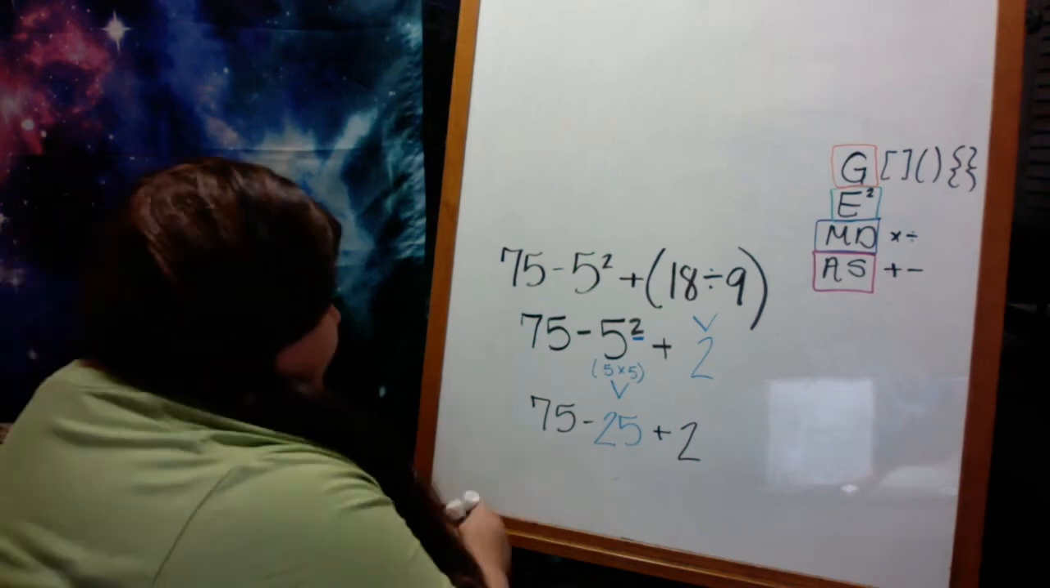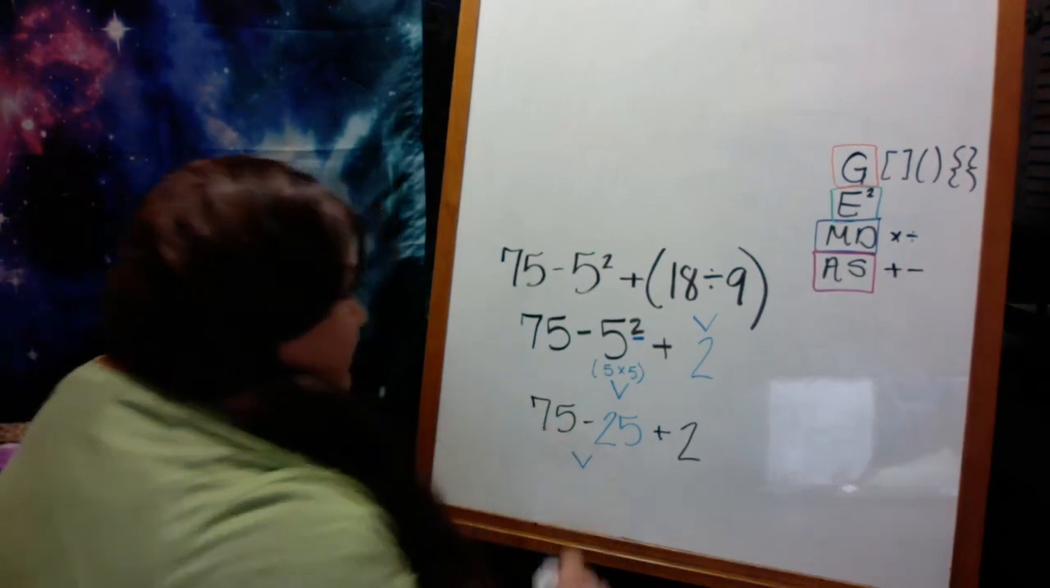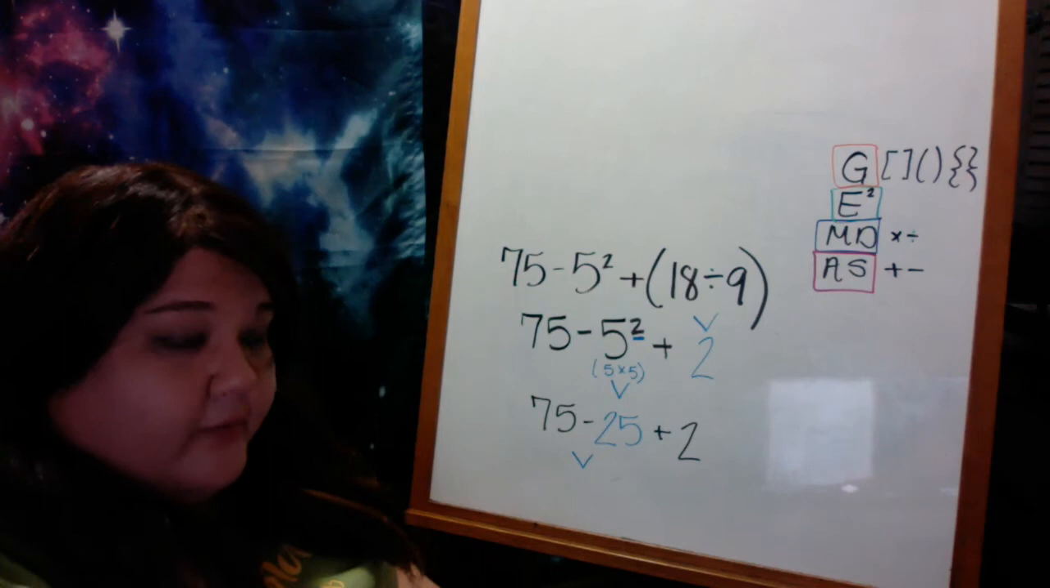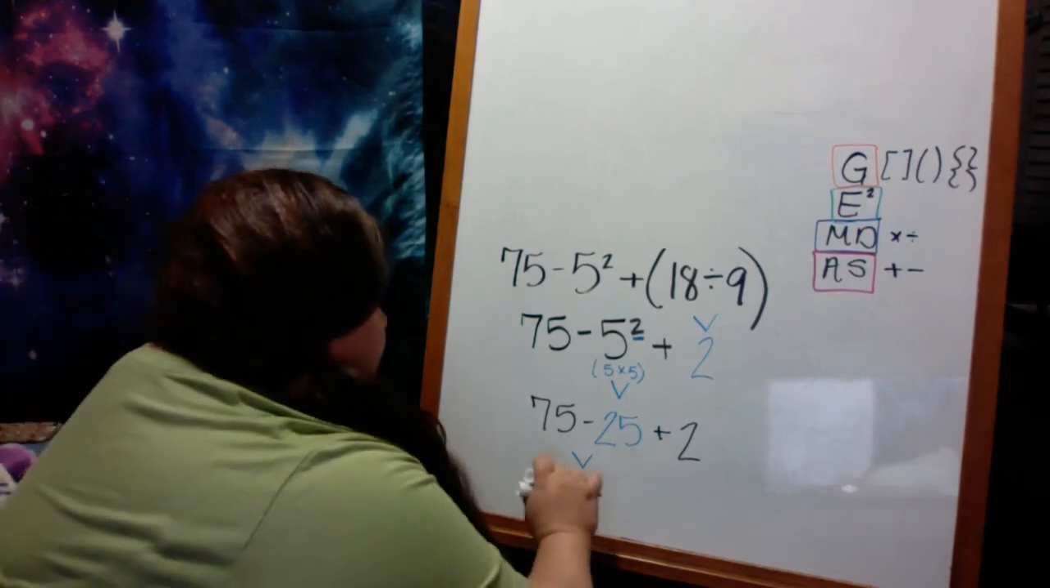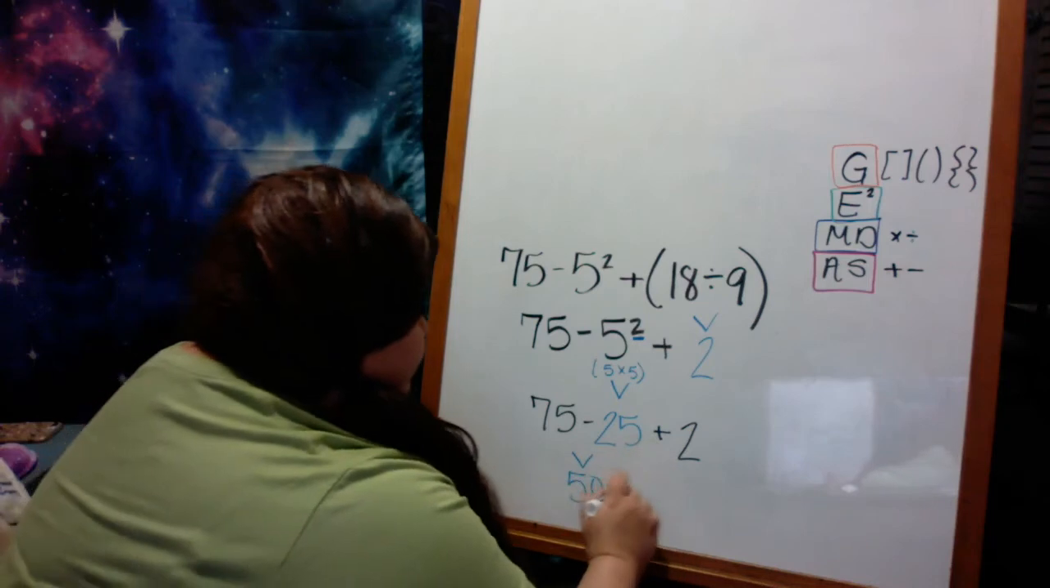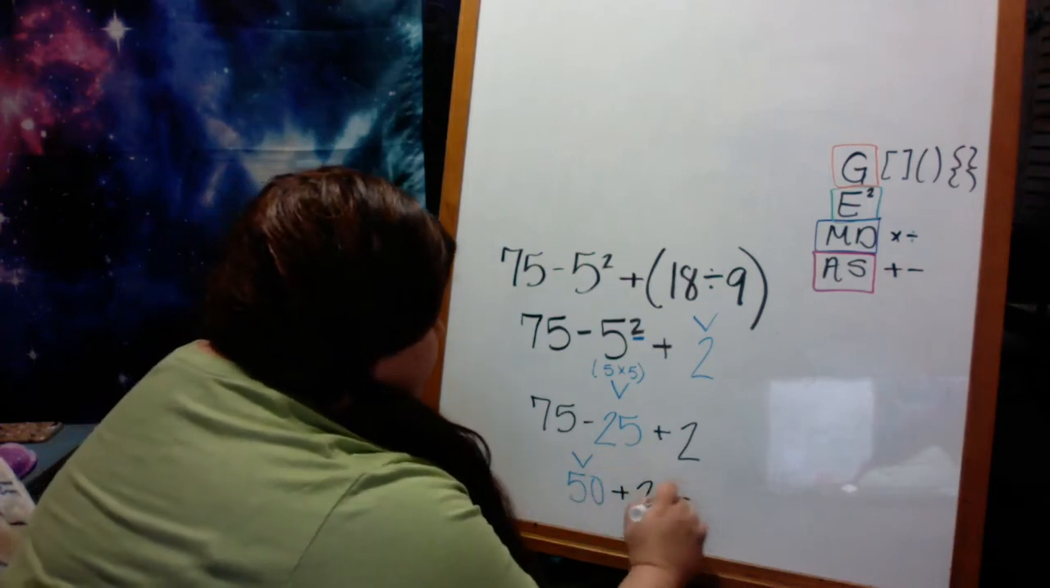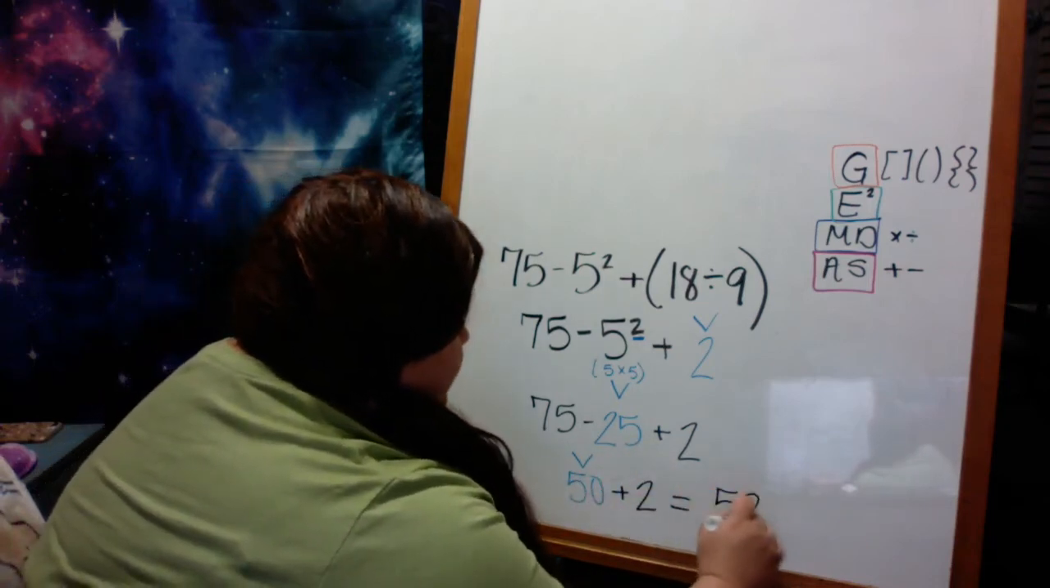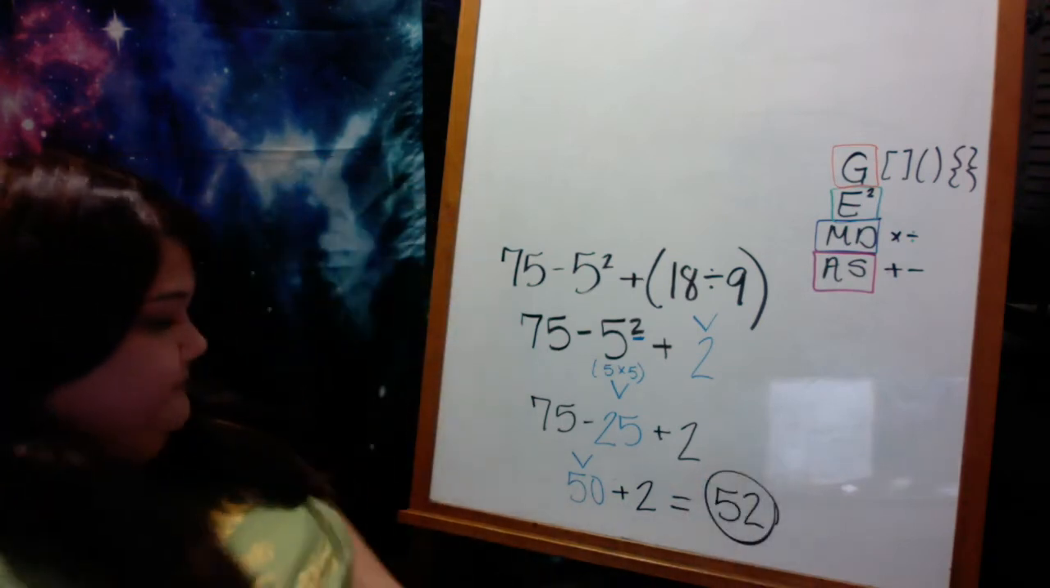So it's 75 minus 25. If I think about quarters, if I have 75 cents and I give away a quarter, I now have 50 cents. So I have 50. Bring down the rest of my problem, which is simply plus 2. So 50 plus 2 equals 52.